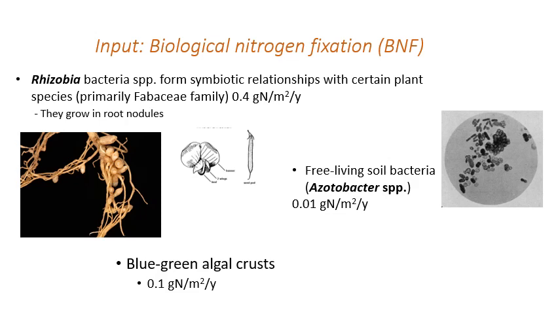But there are 2 other types of bacteria that can fix nitrogen. You get free-living soil bacteria that can fix nitrogen, and also blue-green algal crusts. But even though these types of bacteria can fix nitrogen, they fix a lot less than the rhizobia do because they need to supply their own energy for the process. So you can see the numbers in the slide here. Rhizobia probably fix about 0.4 grams of nitrogen per meter squared per year, whereas the soil bacteria and the algal crusts fix less than 0.1 grams of nitrogen.